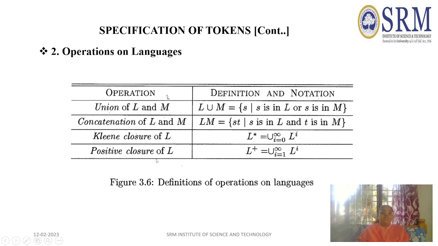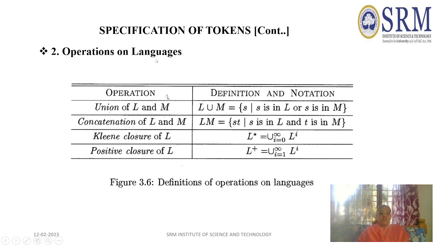Okay. And positive closure, we all know, appears once, and then you can have any number of appearances, one or more times. You say it as what? Positive closure is one or more times. That is why your i value here starts with 1. It is not 0, instead it starts with 1. At least one character must be there, that is one alphabet, one language must be there, and you can have infinity. You can have any number of languages also. So these are the definitions of operations on languages.